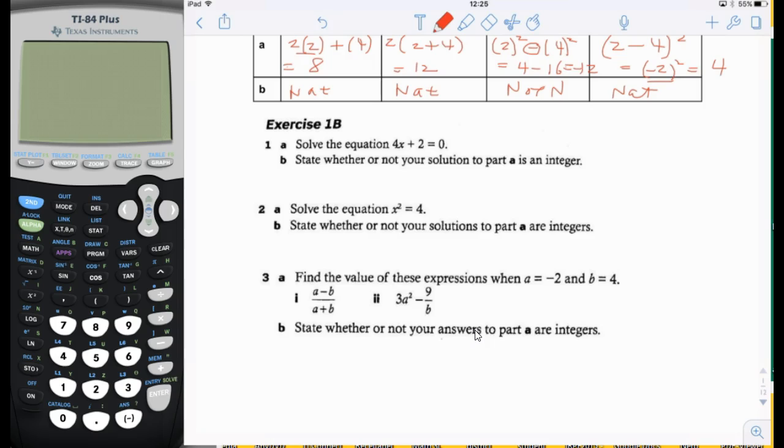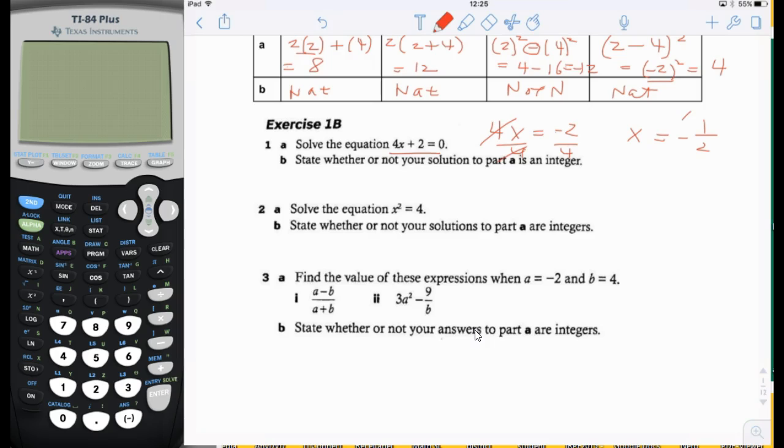Alright, solve the equation 4x plus 2 equals 0. State whether or not your solution to part A is an integer. Okay, so we're going to solve it, which means we're going to find what x equals. Well, this is just pretty easy algebra. We're going to subtract 2 from both sides, and we're going to end up with 4x equals negative 2. Then we're going to divide both sides by 4, and we're going to get x equals negative 1/2 because the 4's on the left side cancel out.